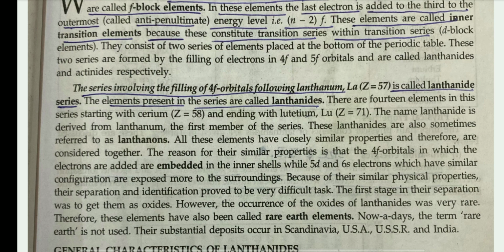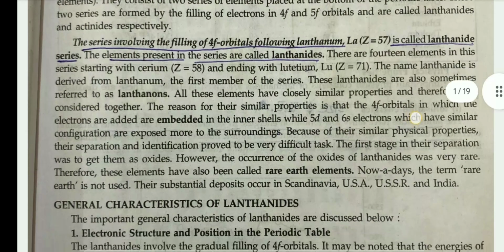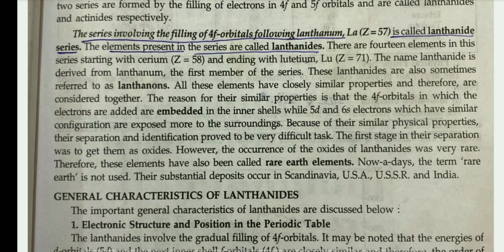Because of their similar physical properties, their separation and identification proved to be a very difficult task. The first stage in their separation was to get them as oxides. However, the occurrence of the oxides of lanthanoids was very rare. Therefore, these elements have also been called rare earth elements. Nowadays, the term rare earth is not used. Their substantial deposits occur in Scandinavia, USA, USSR, and India.